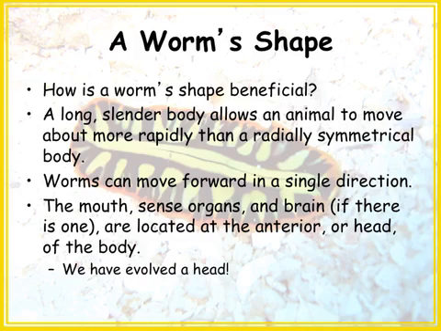The mouth, sense organs, and brain, if there is one, are located at the anterior or head of the body. So we have evolved a head. That's a new development in phylum Platyhelminthes that cnidarians did not have.